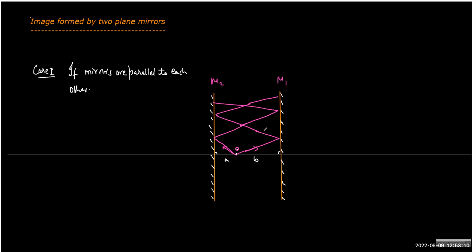Because I have shown it at some angle, the light ray will eventually exceed the mirror. But imagine that angle is almost zero. How many reflections will occur? Infinite. It means how many images will form? Infinite. It will never stop. It will keep on forming images, and every time the reflected ray of one will become the incident ray of the other.